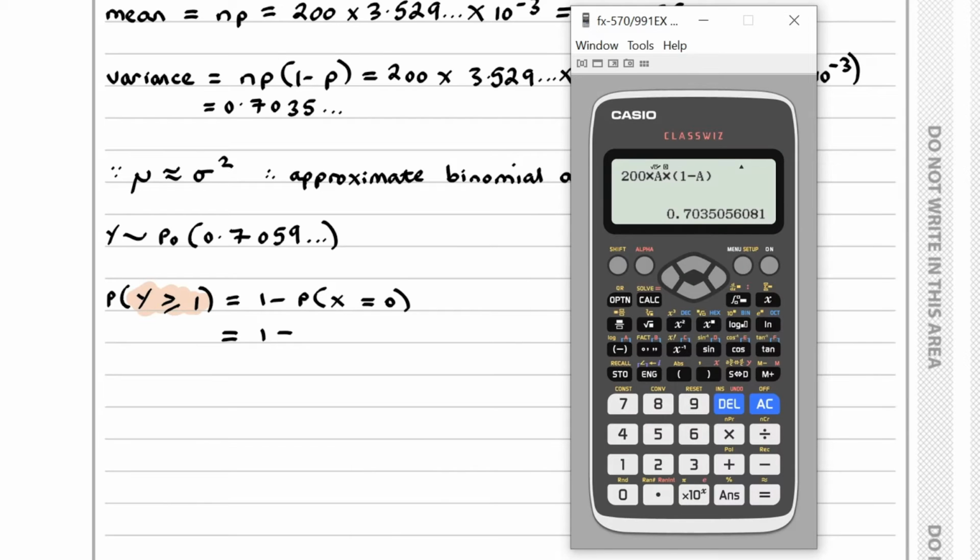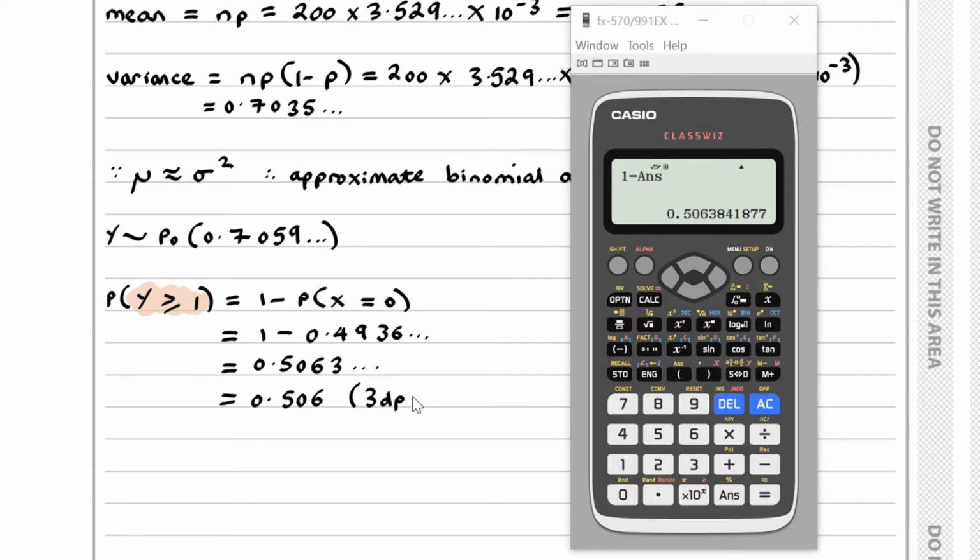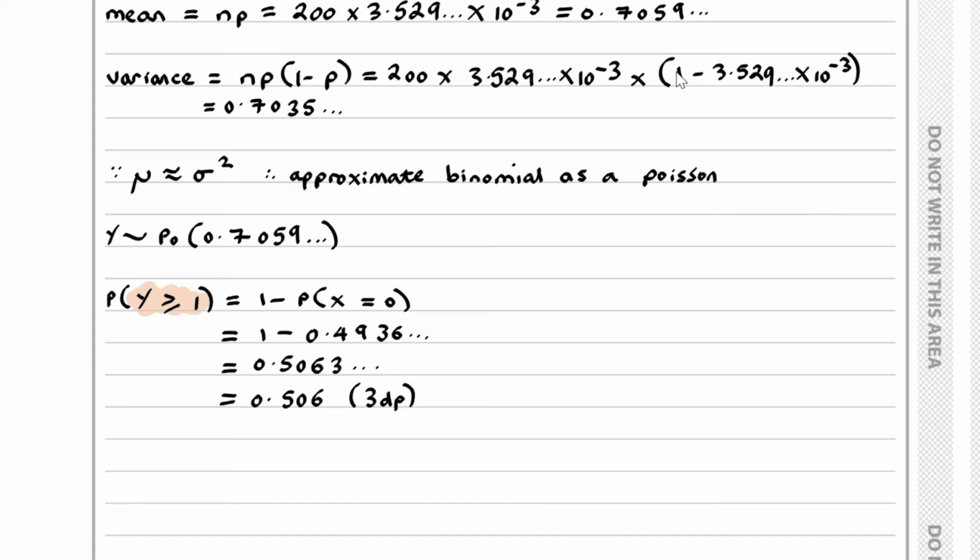So we have 1 minus, how could I do this? So if we go back to the distribution, let's actually use Poisson PD instead. So we have x equaling 0, mean equaling b. So we end up with 1 minus 0.4936 etc. So we have 1 minus this, which is 0.5063 etc. So we have 0.506 to 3 decimal places. Okay.